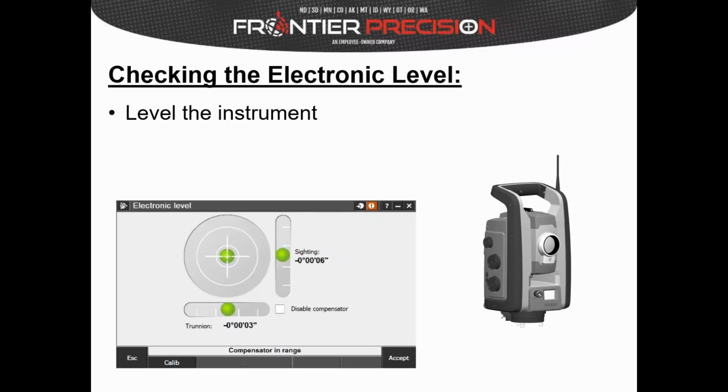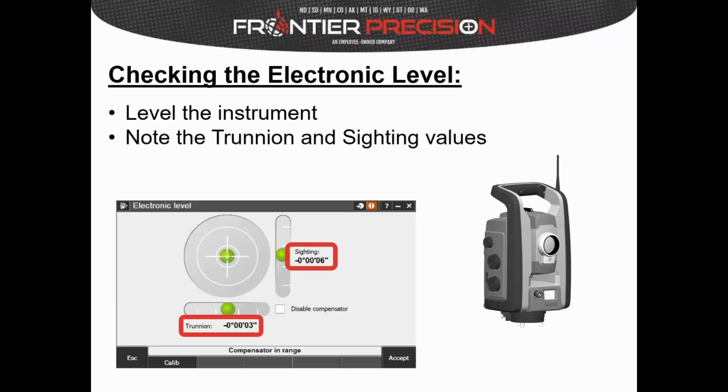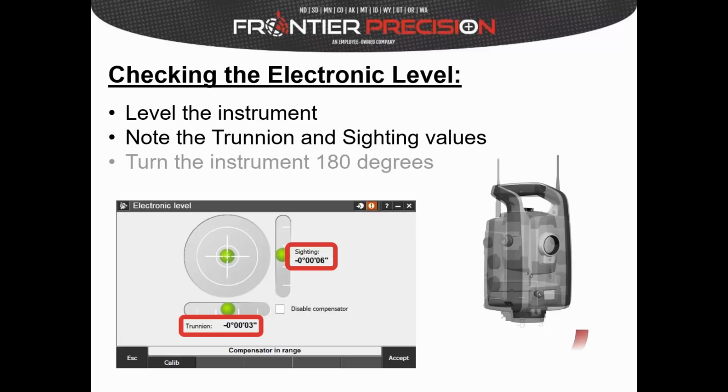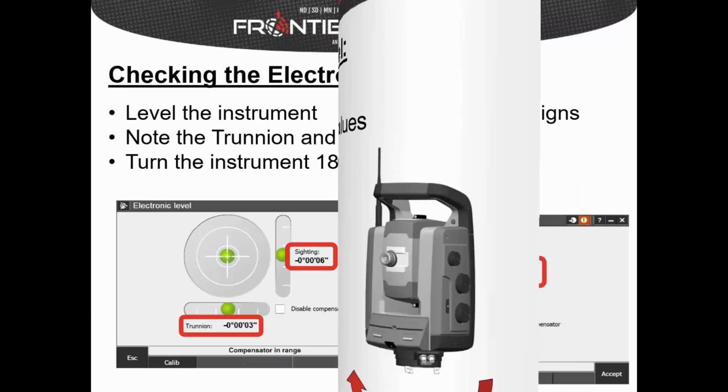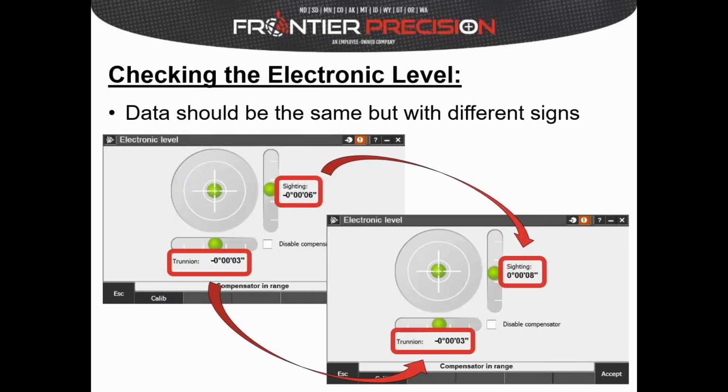The first thing we're going to do is level the instrument up, per the level bubble screen, either on the Phase 2 display or on Trimble Access on the screen. And then we want to make note of these sighting and trunnion values. Obviously, when we level these up, we try to get it dialed in as close as we can. But make note of what those values are once we have it leveled up and it's settled down. And then simply all you do is turn the instrument with your hand manually 180 degrees. Now what we should see is once the instrument's turned 180 degrees, it should still be level or close to, and the sighting and trunnion values should be the same but with different signs.